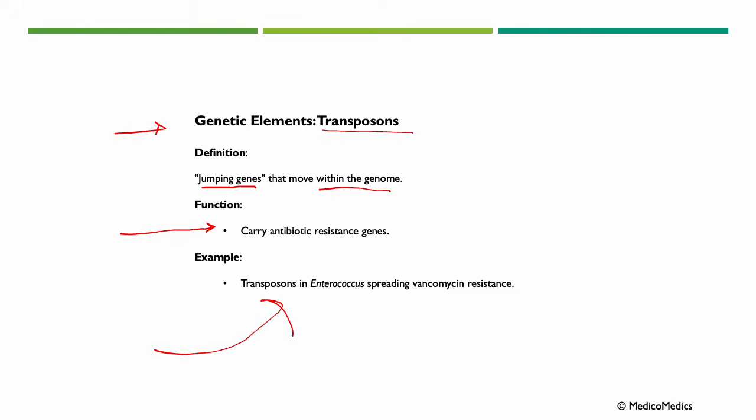An example of a transposon is in vancomycin-resistant Enterococcus, also abbreviated VRE. Here, transposons have played a critical role in spreading vancomycin resistance among these species, making it more difficult to treat this infection.